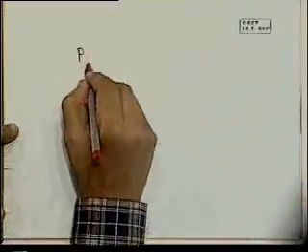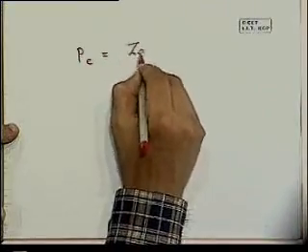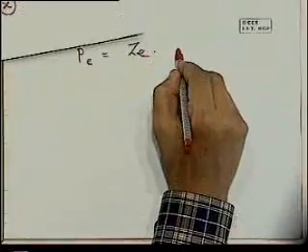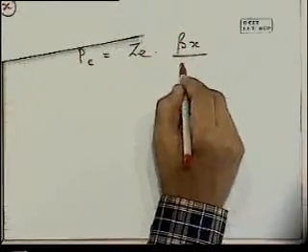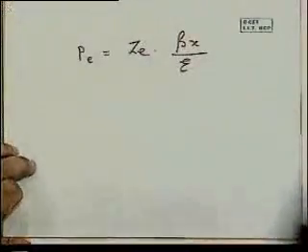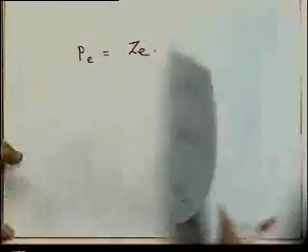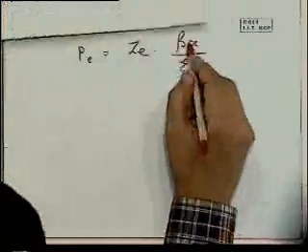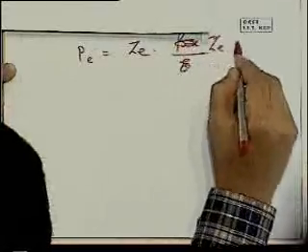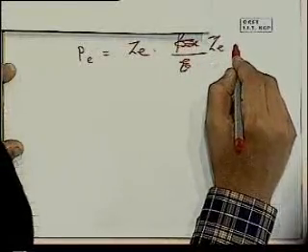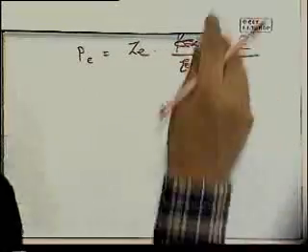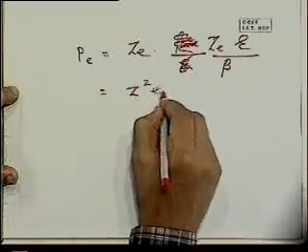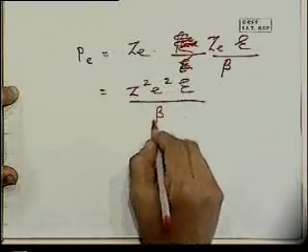And when we do that, we get that the electronic polarization is equal to ZE times E by beta. Did I get that right? Sorry, the opposite I've written. ZE times E by beta. Thank you. This is what we have. So we can write that as Z squared E squared by beta.